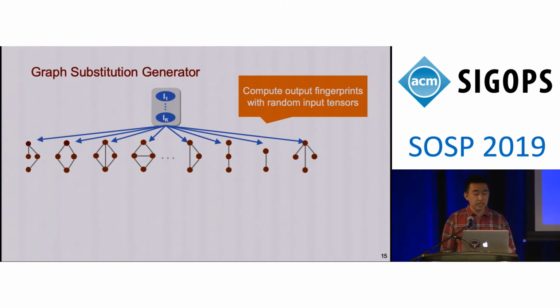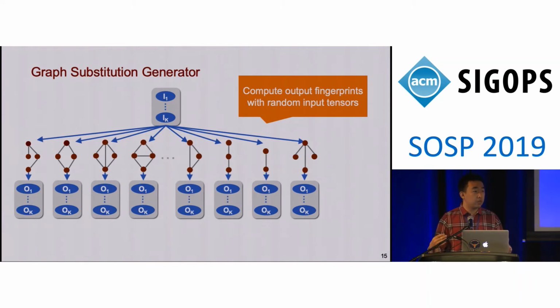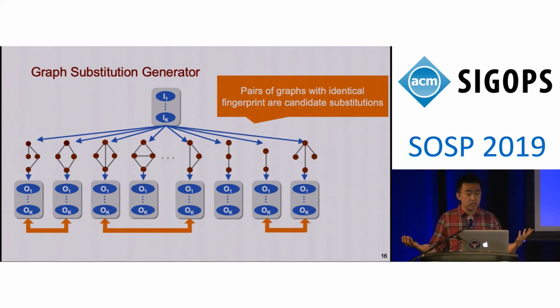So the fingerprinting technique will compute the output fingerprint of each computation graph using the same randomized input. So the output of each computation graph becomes its fingerprint. So fingerprints provide a very nice property, which is if two computation graphs are not equivalent, then they have different fingerprints. If two computation graphs generate different fingerprints, they cannot be equivalent because they disagree on at least one data point. And as a result, we only have to consider pairs of graphs with identical fingerprints, and each such pair becomes one candidate substitution.